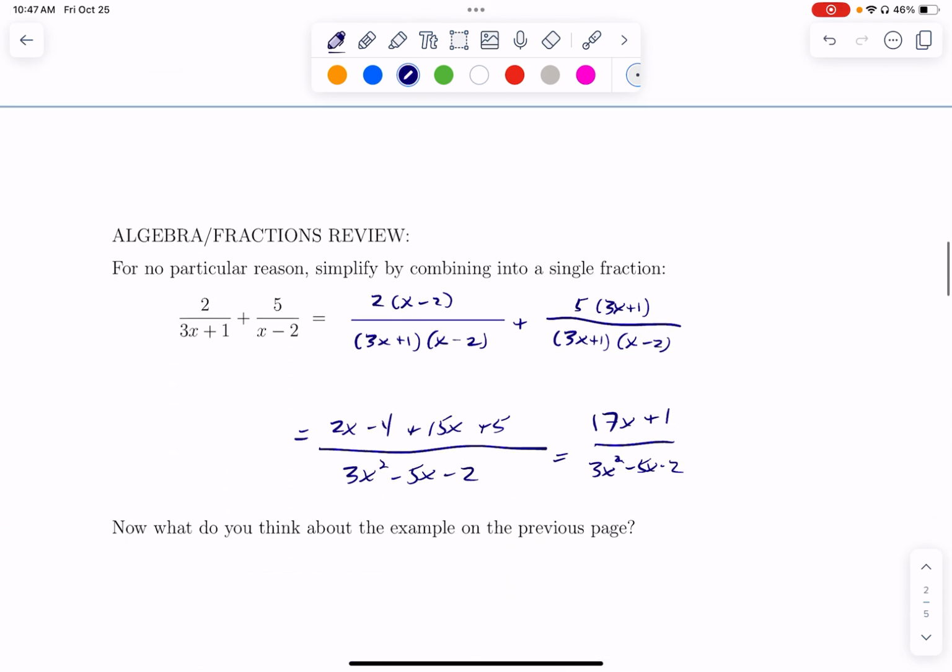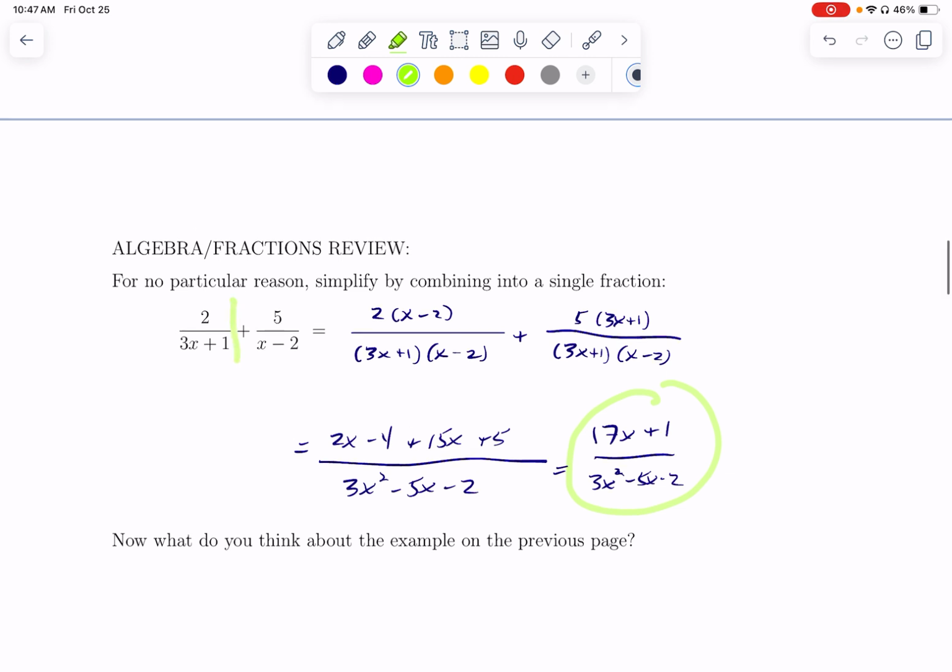So what I am springing on you is it turns out that this rather exotic looking rational function is the result of adding together two much simpler rational functions, right? This is number over linear. This is number over linear. These are very simple, but when we add them together, it doesn't feel as simple anymore.